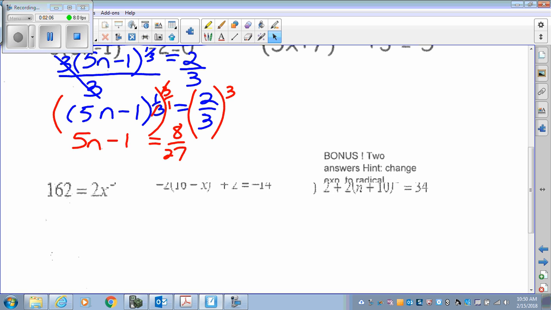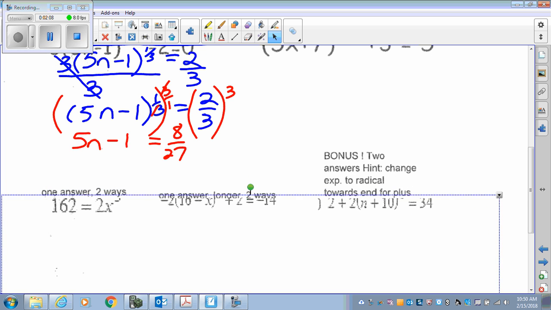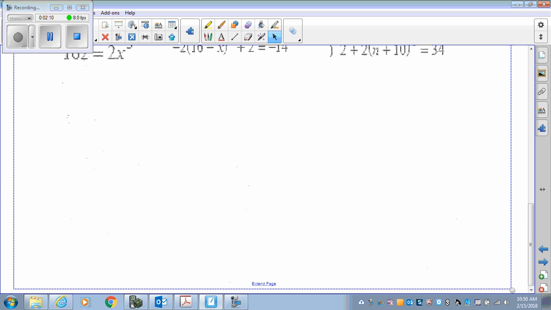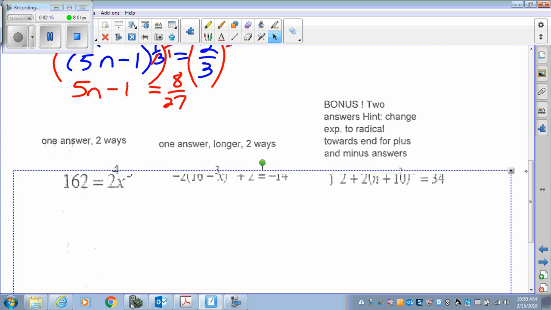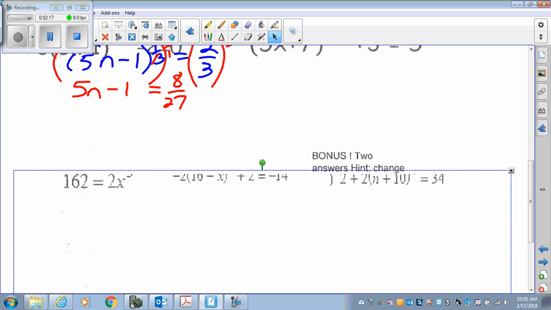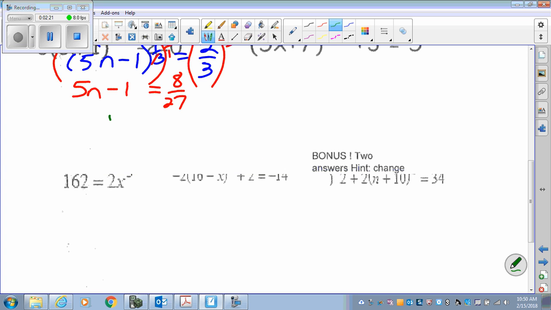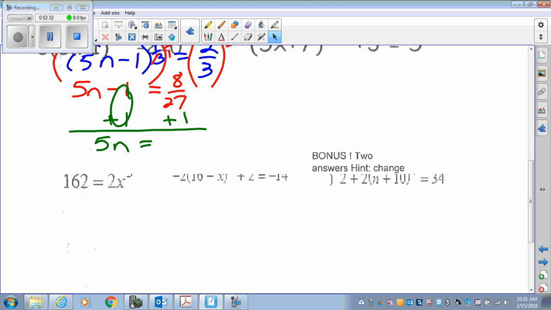Now I'm going to get rid of the 1. So I'm going to add 1 to both sides. Right, that's 0, so I have 5n equals, and I'll do this on my calculator, 8/27 plus 1.